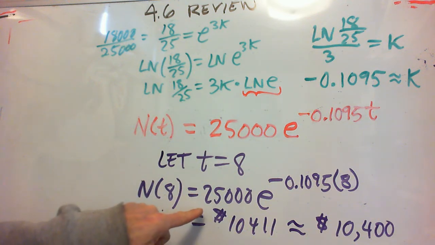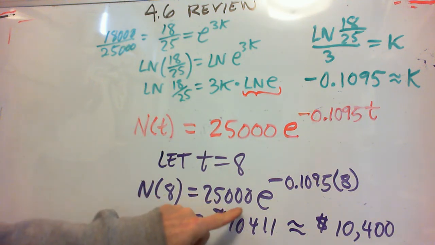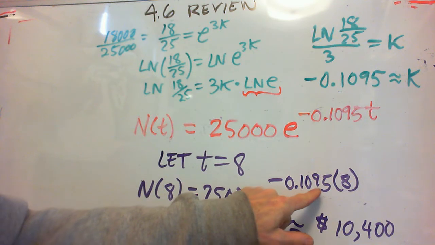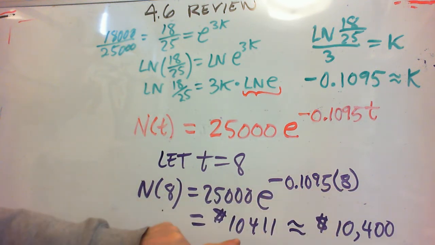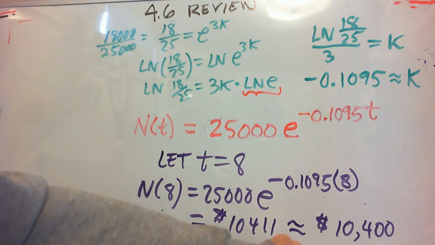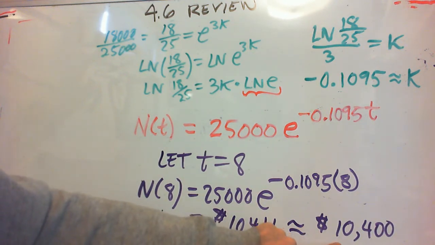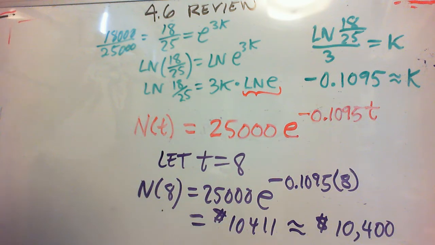And when we do that, 25,000 times e to the negative 0.095 times 8, we get 10,411. If we round that out to the nearest $100, it's $10,400.